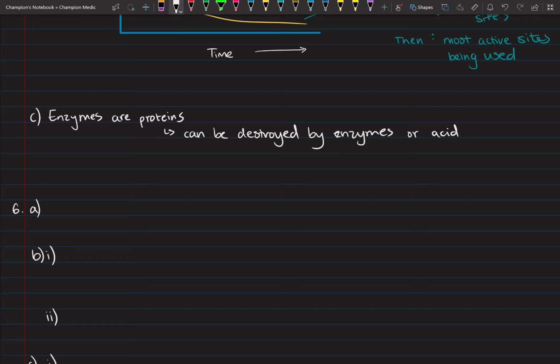You may prefer talking about it being destroyed by the acid in the stomach because it's easier to think about, because if you take the tablet, it will go to your stomach and then the stomach acid will just break it down.